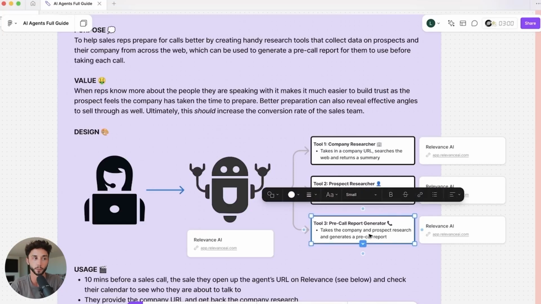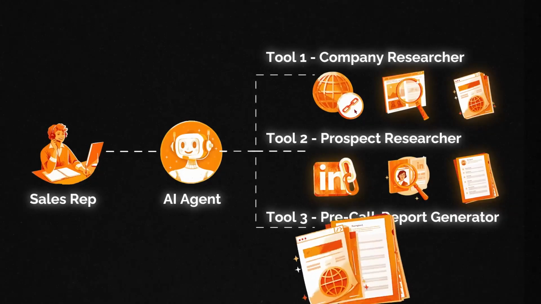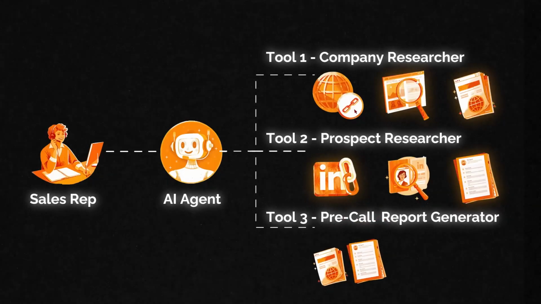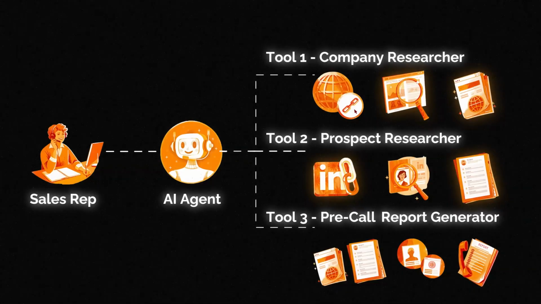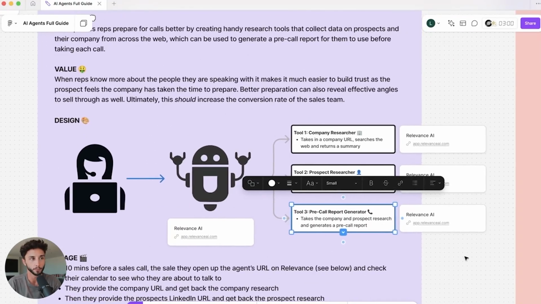The final step here is what I'm calling a pre-call report generator. That's going to take both the company and prospect research that we've done and combine them together for this hypothetical company we're building the sales copilot for. It's going to generate a pre-call report or strategy prep for the sales rep so that they go into those calls much more prepared, and also a sort of personalized guide on how to try to close this person. All of these templates are going to be here.